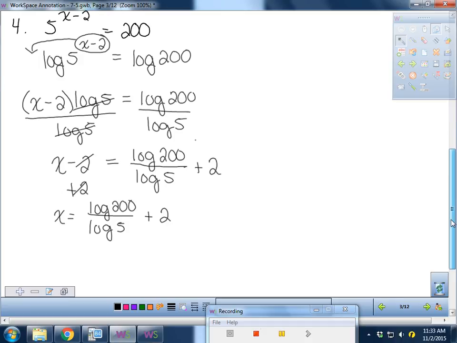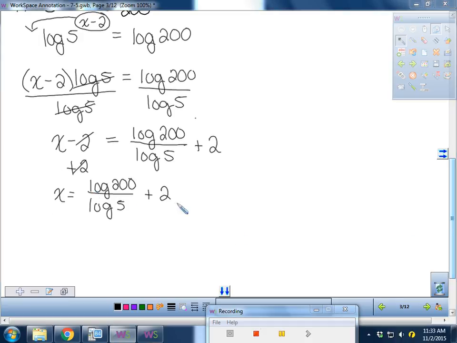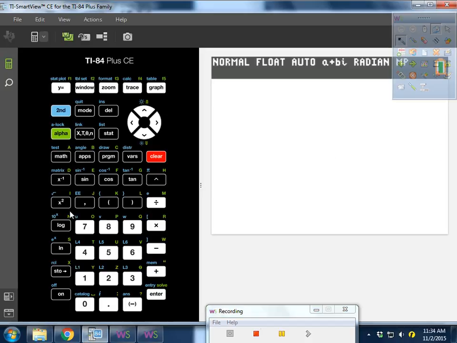So in your calculator, this is exactly what you are going to put in. Log 200 divided by log 5. So you need to get your fraction. So you've got log 200 divided by log 5. Make sure you move over, and then you've got plus 2. And we get 5.29, blah, blah, blah. You can round to the nearest hundredth.